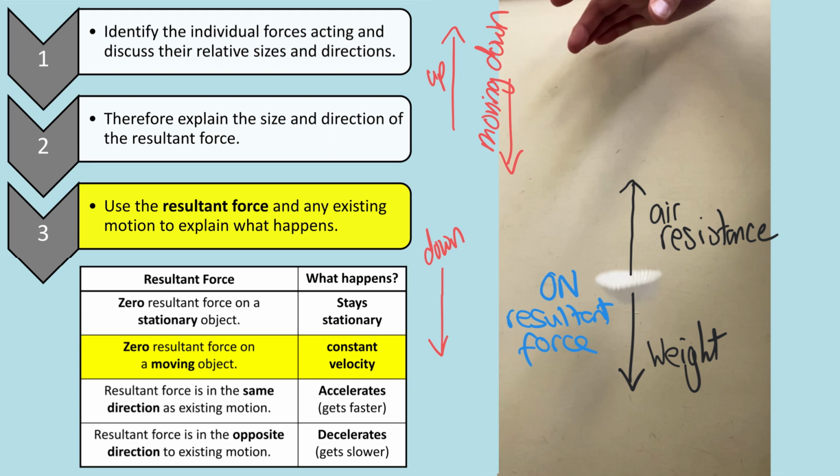Hopefully you can see that you can explain all sorts of motion by just following through these three crucial steps: identify the individual forces acting and their sizes and directions, therefore explain the size and direction of the resultant force, and then use that resultant force and an existing motion to explain what happens.